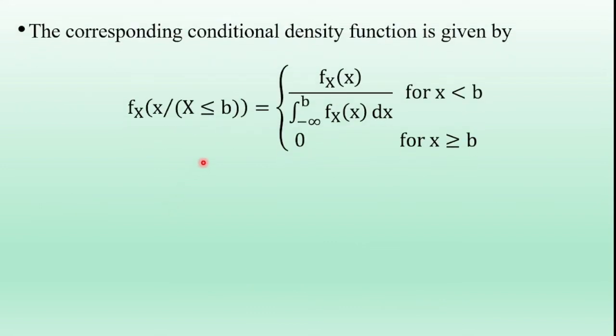the conditional density function of the random variable is fx of x given x less than or equal to b is equal to the numerator term, the density function of the random variable, divided by the denominator term. Using the property of the distribution function, the distribution is the integral of the density function, that is the integral from minus infinity to b of fx of x dx for x less than b, and 1 otherwise. The derivative of 1 is 0. So it is 0 for x greater than or equal to b.